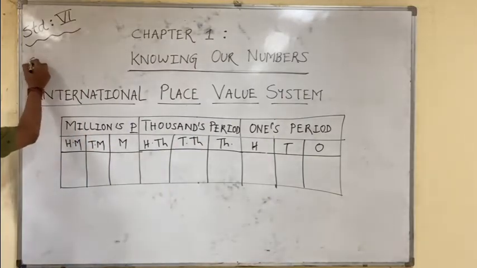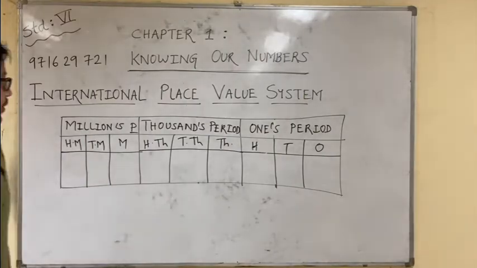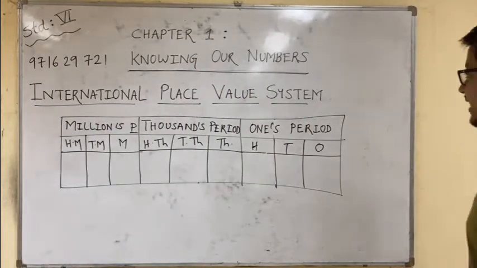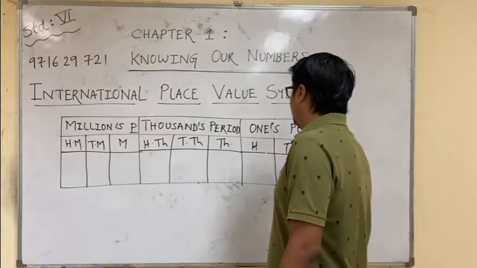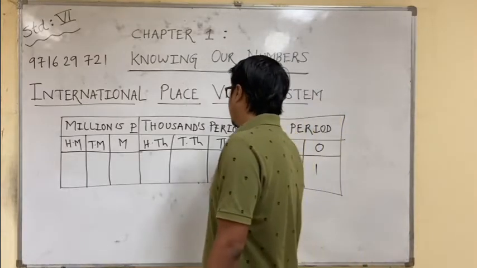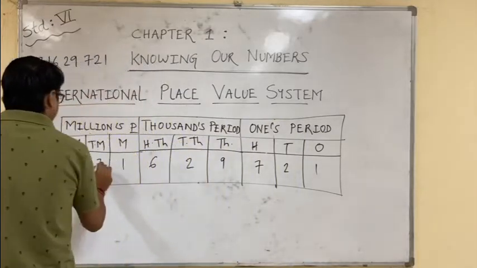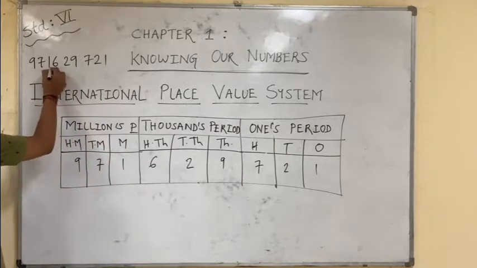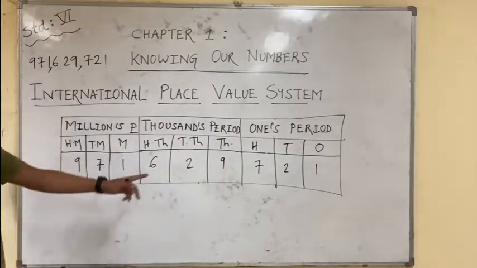971,629,721. Okay, sir taught you in the previous video that always start calculating the numbers from the back side and always start placing the numbers. So 1, 2, 7, 9, 2, 6, 1, 7, 9. Okay, use the periods to put the commas. 971, millions period over, 1 comma is here. 629, thousands period over, 1 comma is here.